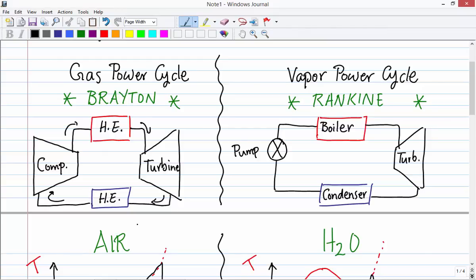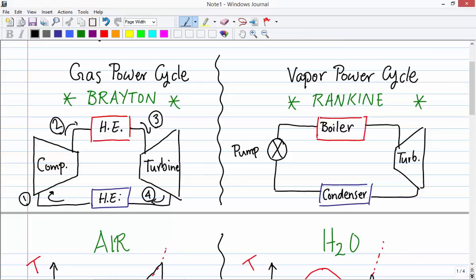Since I have four devices, I have four processes, and each process has one initial and one final state. For the compressor the initial point is 1, the final is 2. For the hot heat exchanger, the initial is 2 as well, so it's shared between the compressor and the heat exchanger. The outlet of this one is number 3, which is shared as the inlet for the turbine. Likewise, here I have point 4, which is the outlet of the turbine and the inlet of the heat exchanger.